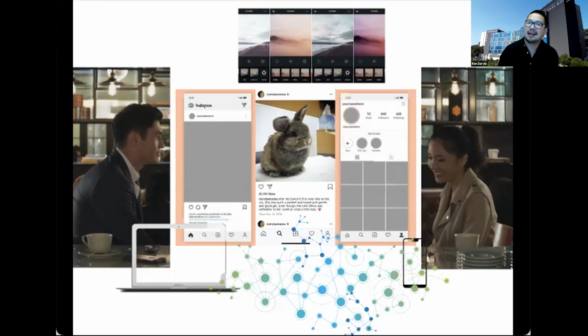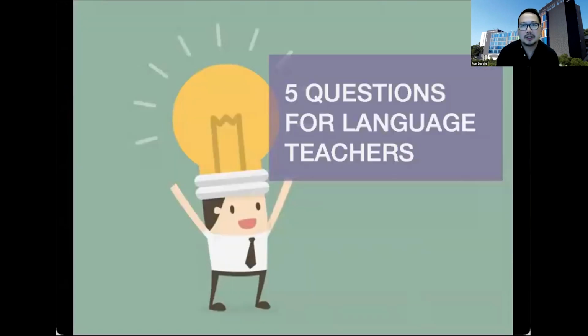this genre is produced. And so the challenge that I leave to you as fellow language teachers, right, is 5 questions. That is, when we think about the reality that we're in right now, where we use these tools as part of our everyday.